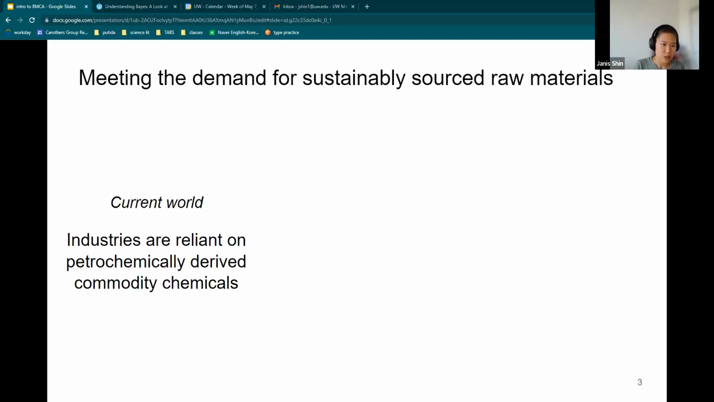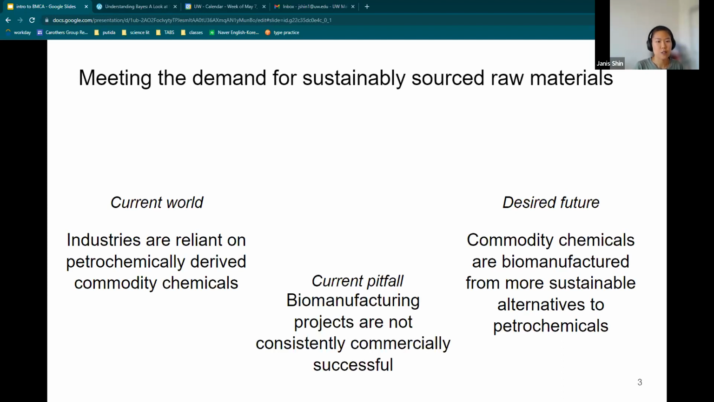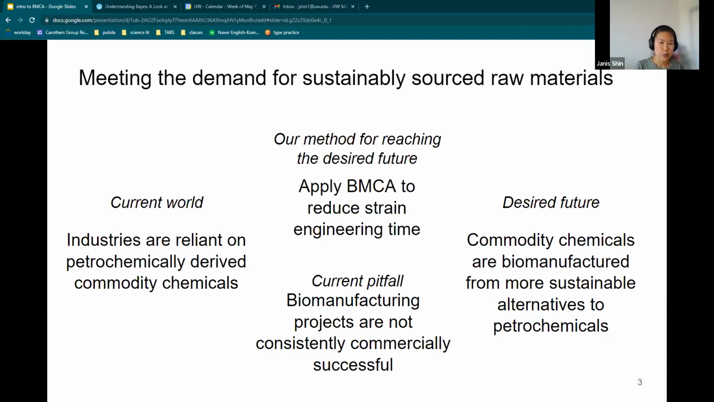So here's our current world. We're very reliant on petrochemically derived commodity chemicals, and we want to manufacture these commodity chemicals through biomanufacturing with more sustainable alternatives to petrochemicals. What's holding us back is that these projects are not consistently commercially successful. They just take a long time and a lot of resources to make commercially viable. And so BMCA is one method in reducing strain engineering time and decreasing that resource load to make these more commercially viable.